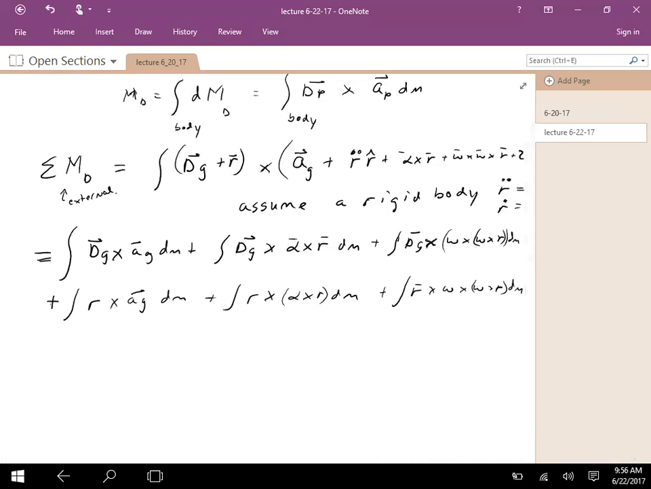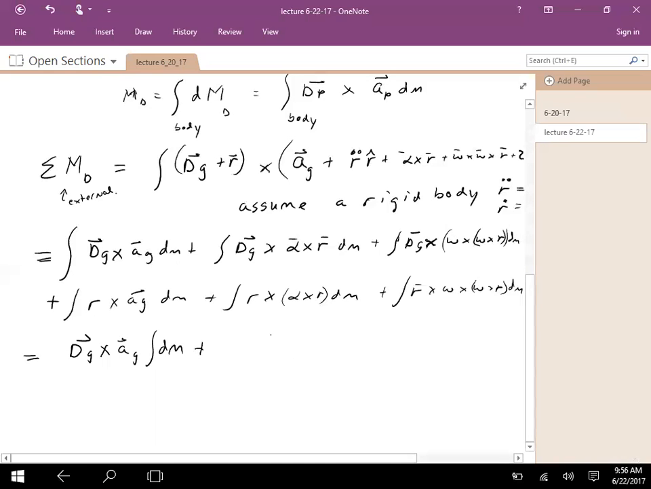All right, now let's expand this out a little bit. The first term is dg cross ag dm. dg is independent of the body, so I can pull it out. It doesn't change as I integrate over the body. ag doesn't change as I integrate over the body. So I get the integral of dm, which is just the mass. So I get dg cross ag times the mass. That one's pretty straightforward.